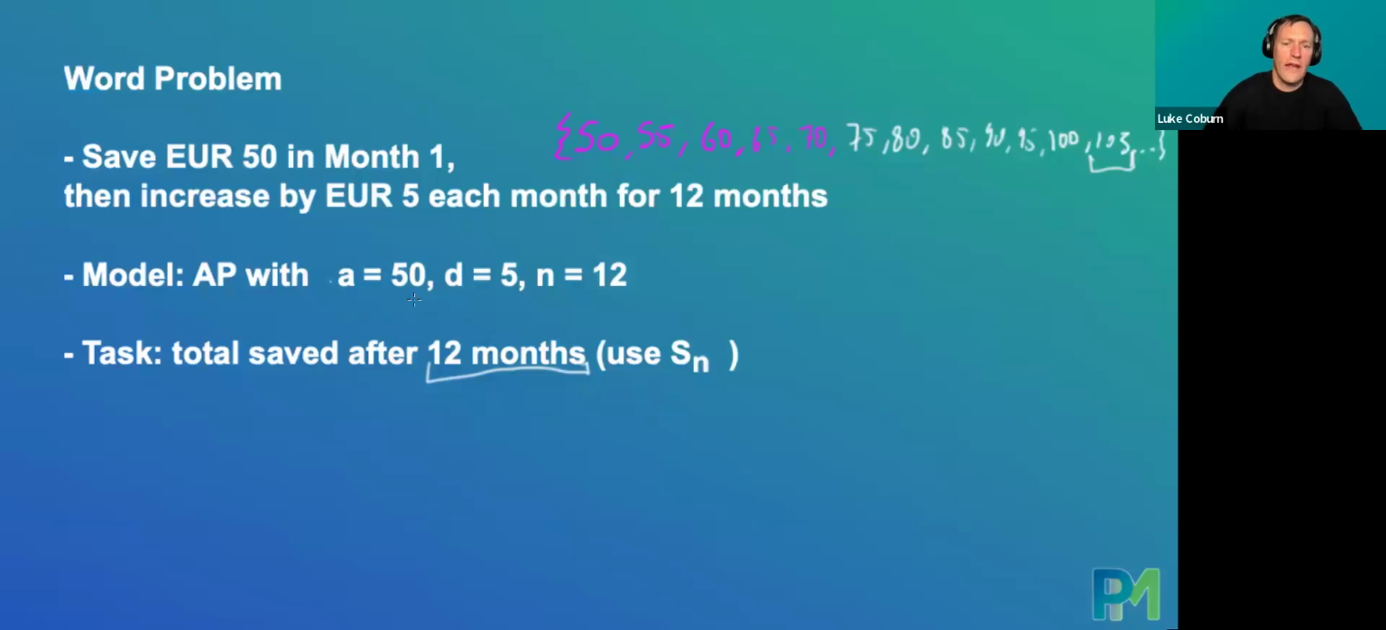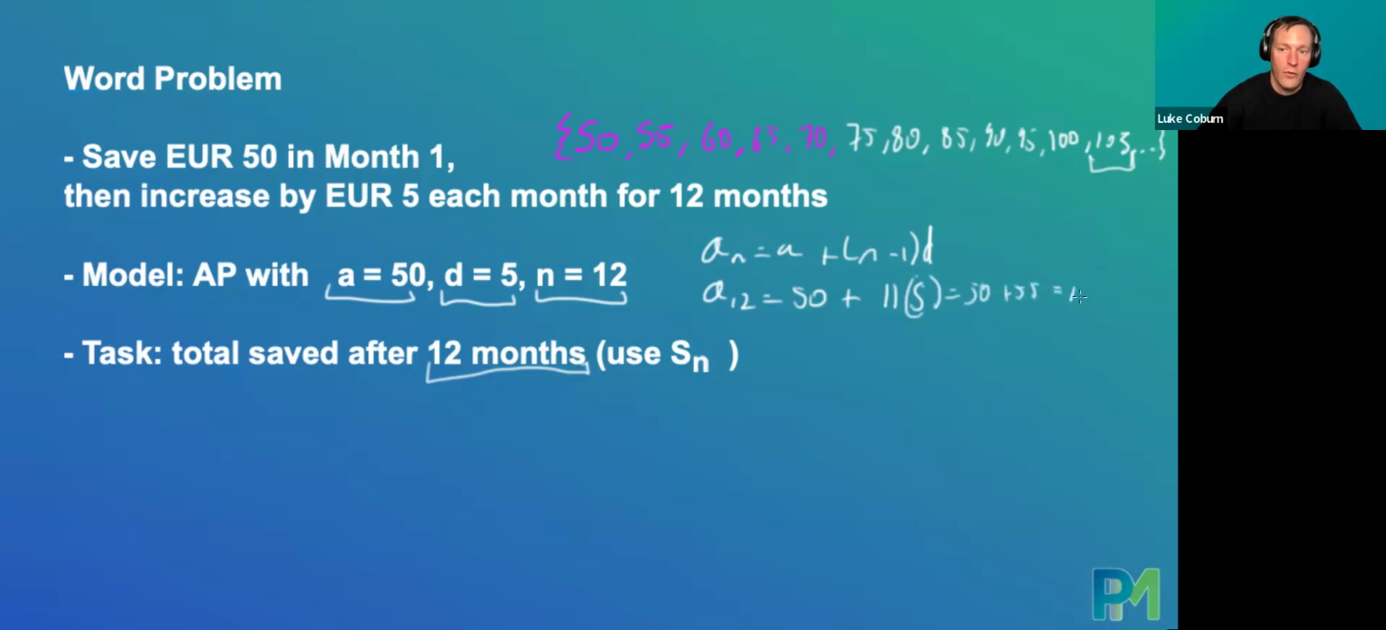Okay, so we see that a is equal to 50, d is equal to 5, and we can just go ahead and apply these two formulas. So a_n is equal to a plus (n minus 1) times d. So let's just try to get a_12. That's equal to 50 plus 11 times 5. So that's 50 plus 55, which gives us the 105. Okay, so that gives us that one.